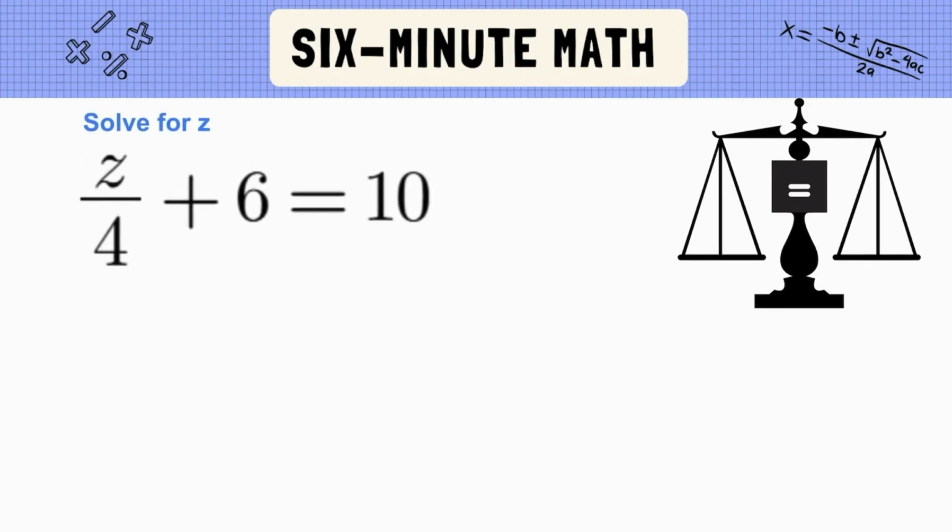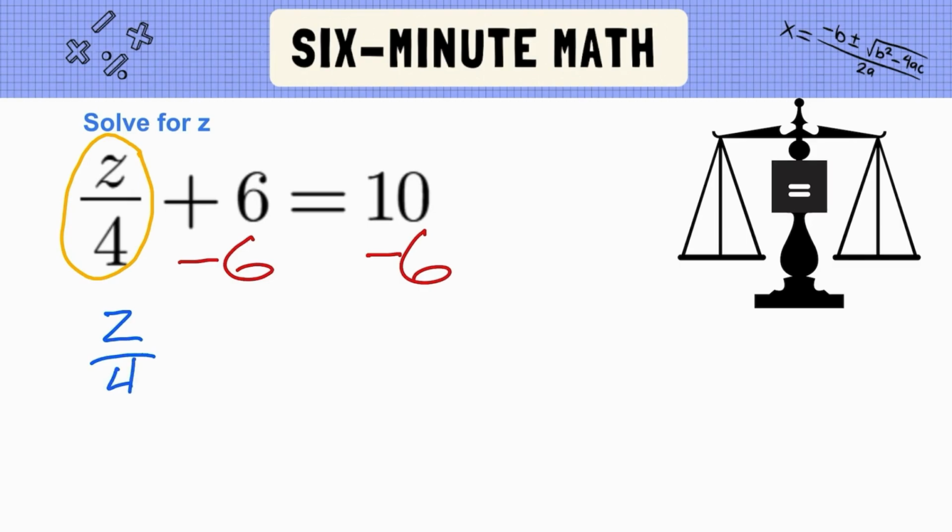Let's solve for z in z divided by 4 plus 6 equals 10. Again, I want that term with the variable by itself first, so I need to get rid of this positive 6. The opposite of positive 6 is negative 6. And then let's maintain equality by doing a negative 6 on the right side as well. My z over 4 carries down. Positive 6, negative 6 cancel each other out. I have an equals, and then 10 minus 6 is 4.